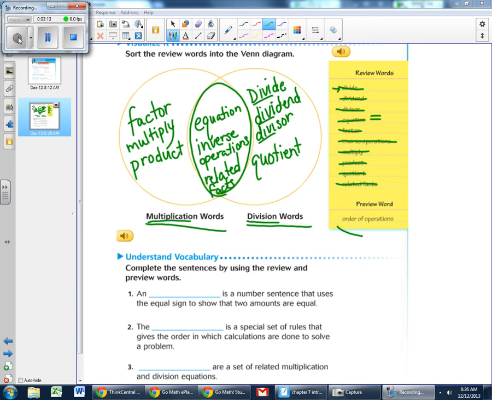So our preview word is order of operations. So we know that we're going to learn that. And the order of operations is a special set of rules that gives you the order in which calculations are done to solve a problem. So this is a rule of steps, basically.